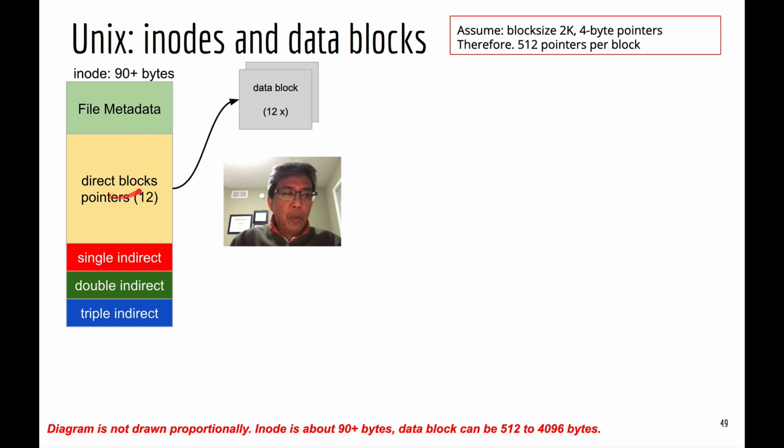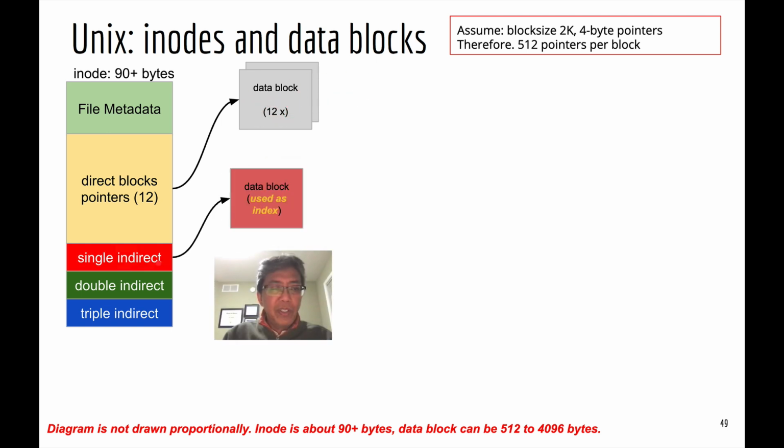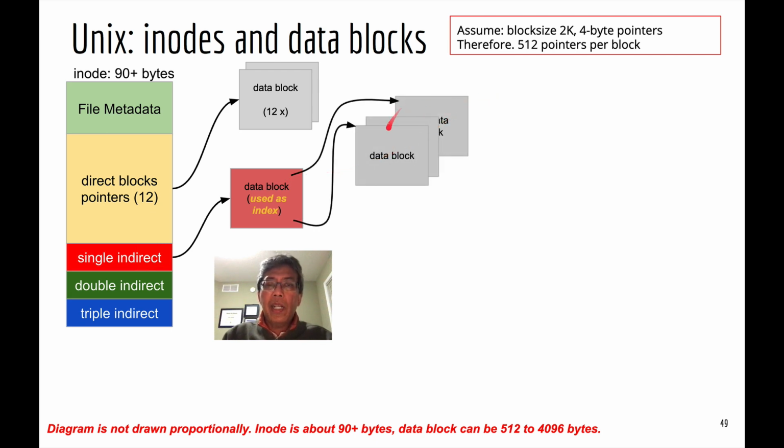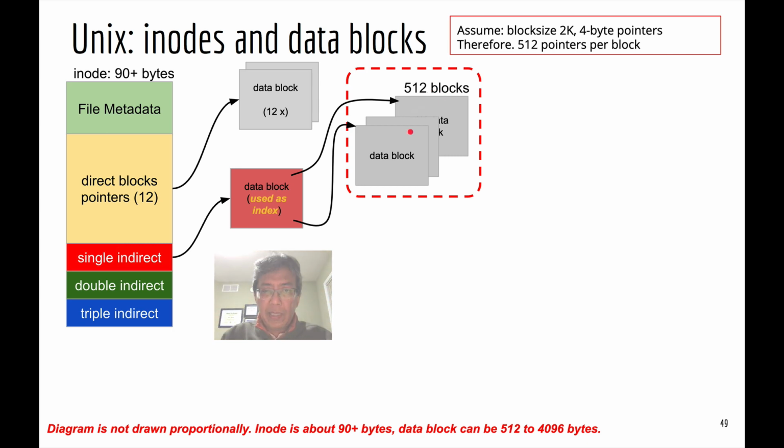From the 12 direct pointers, you will get at most 12 blocks of data. If you use the single indirect pointer, that pointer will point to an indirect block, and that indirect block can hold up to 512 pointers. And each of those pointers will point to one data block. So from the single indirect pointer altogether, you can get up to 512 blocks.